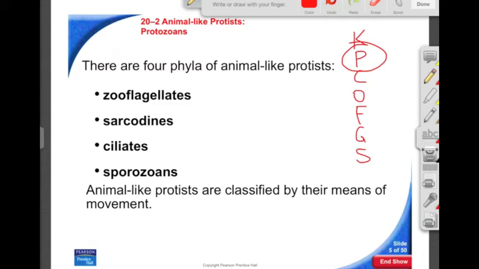So for the animal-like ones, there are some major phyla. For the plant-like ones, there are major phyla. And you guessed it, for the fungus-like ones, there are major phyla. So 4 phyla. If you're studying, you're saying, oh boy, I gotta know, there's 4 phyla I'm responsible for. And you should be able to write these down on a pad of paper and just know them.